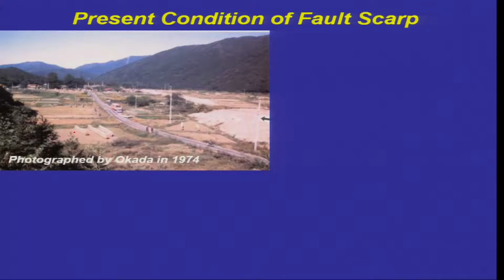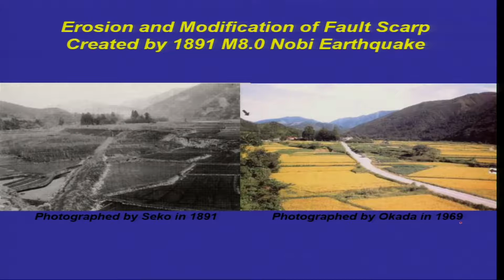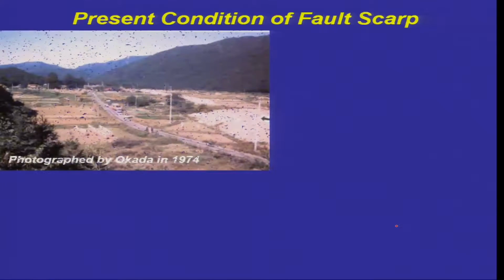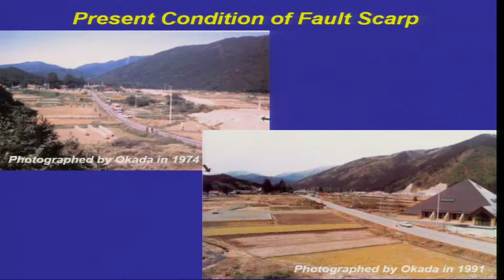But those faults are well marked in Japan. Another photograph was taken by Professor Okada in 1974. The previous one was in 1969. The same person took the photograph of this one. So you see how things have been modified and still it exists. It has almost been modified now here. So the fault runs here. You can still see the scarp over here.